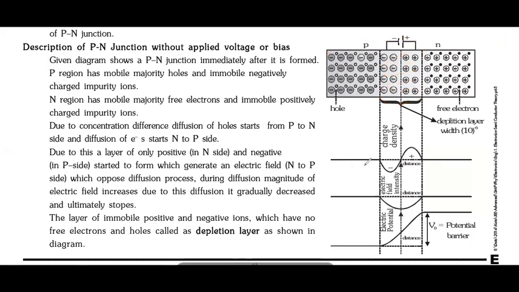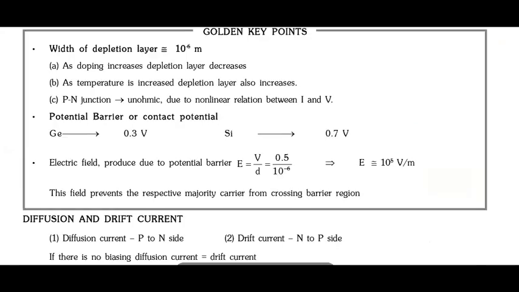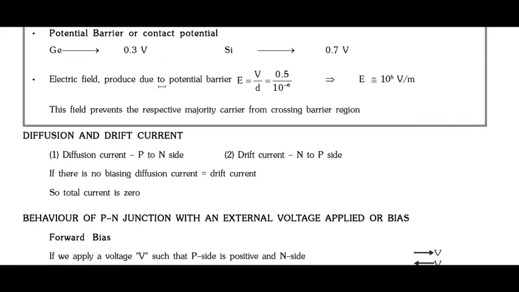Okay, so we'll move to our next topic. I hope all of you understood till this point. The next topic is diffusion and drift current. But before that, we have studied that the width of the depletion region is very small. Potential barrier, I've already told you, for silicon it is 0.7 and for germanium it is 0.3.